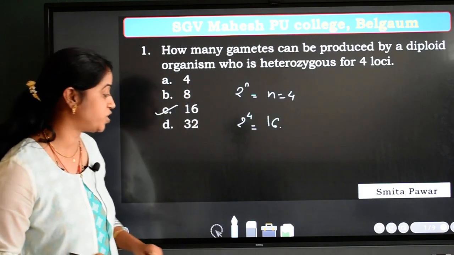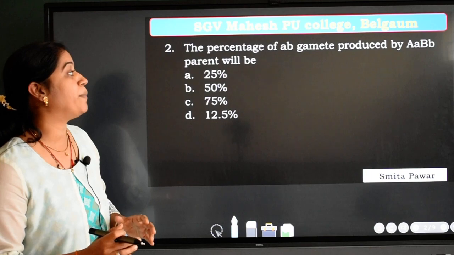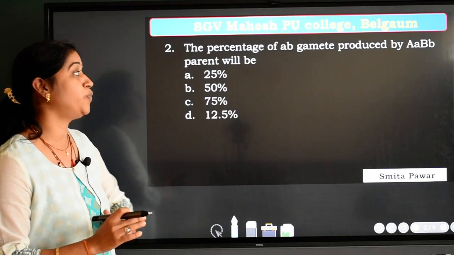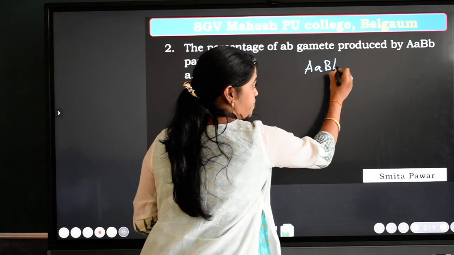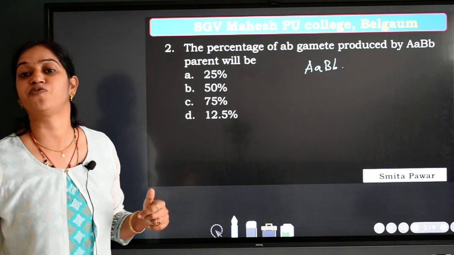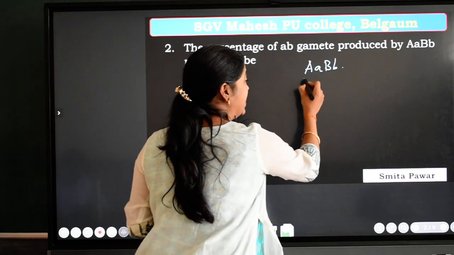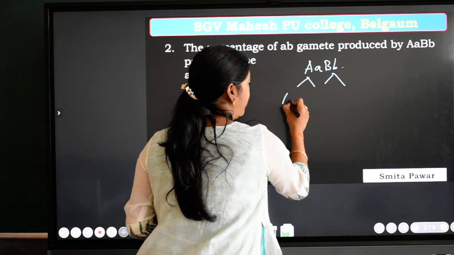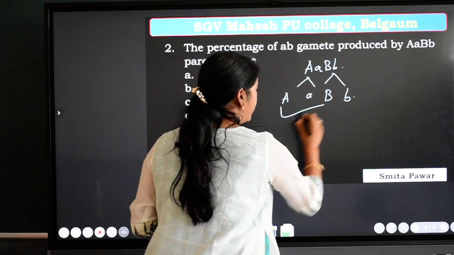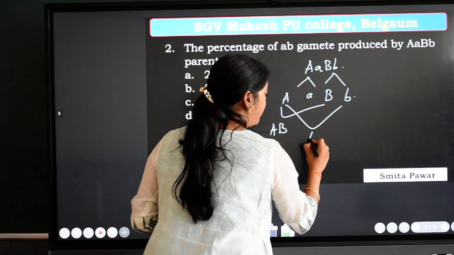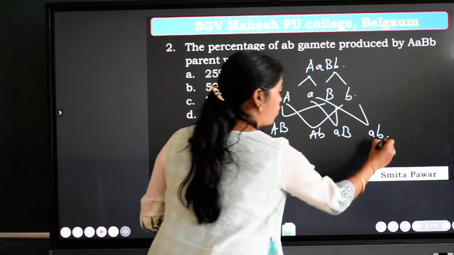Let us go to the second question. The percentage of AB gamete produced by AaBb parent will be. See students, here the parent is heterozygous in nature. If you do the same question with the previous formula, then also you can get the answer. But the shortcut for this question is just separate the alleles. Capital A, small a, capital B, small b. Go on recombining them: capital A capital B, capital A small b, small a capital B, small a small b.